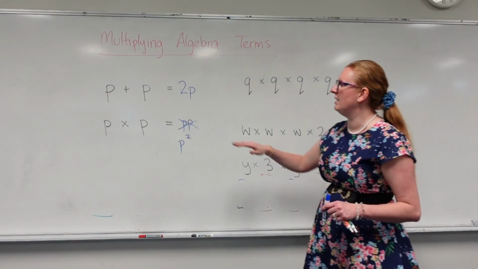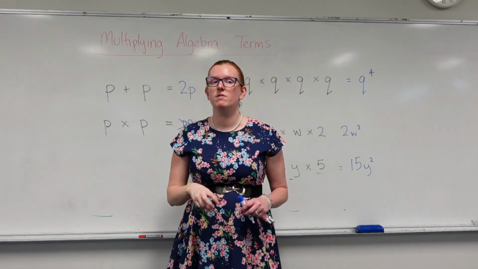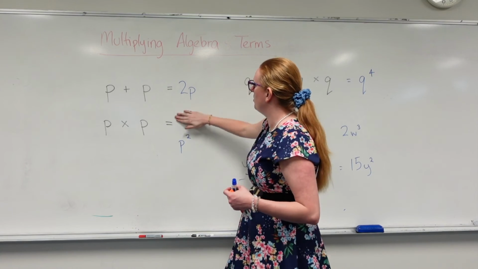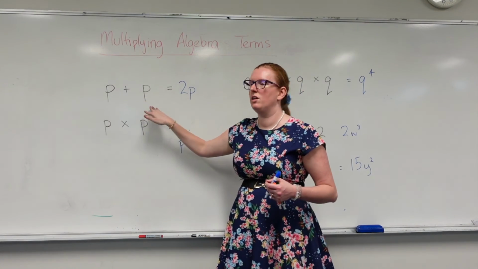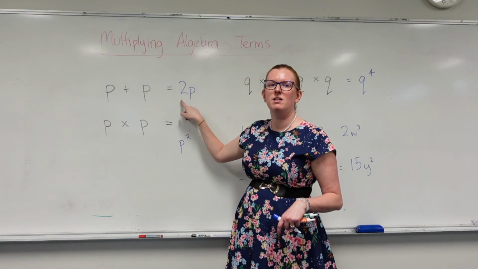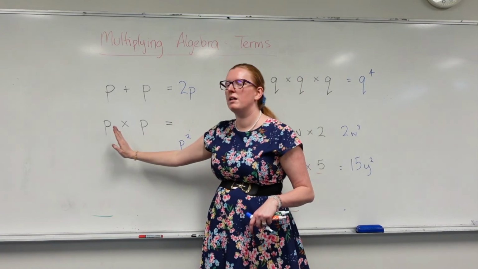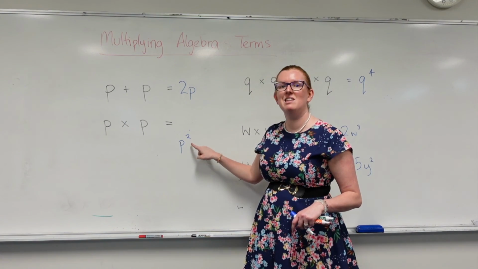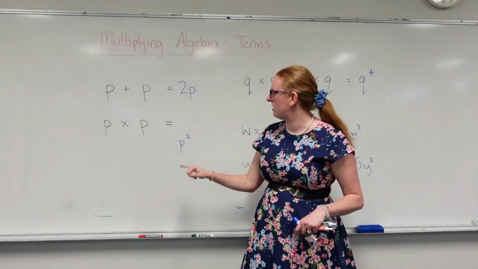Great. So it is very important to remember the difference between adding and multiplying, okay? So when you're adding letters together, you just put the number at the front. You count how many there are and put that number at the front. If they're being multiplied together, you count how many there are and that number becomes your indice, the mini number at the top.